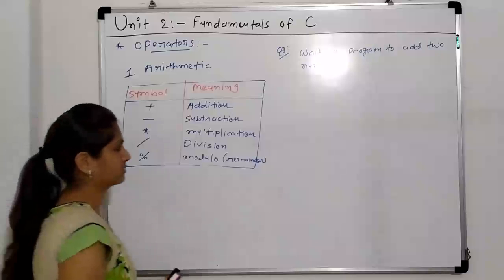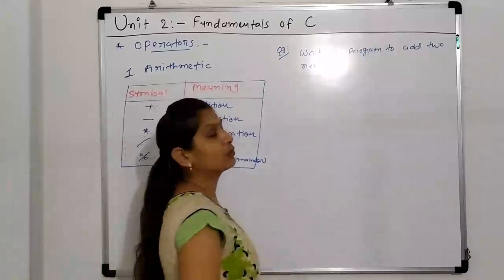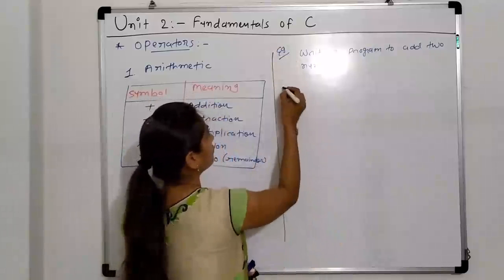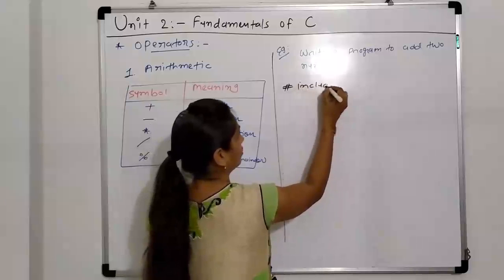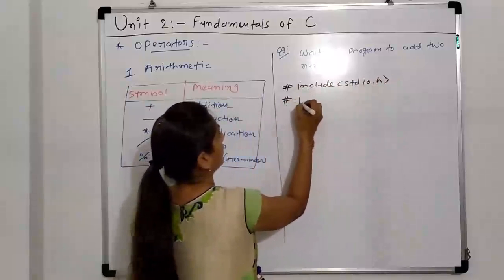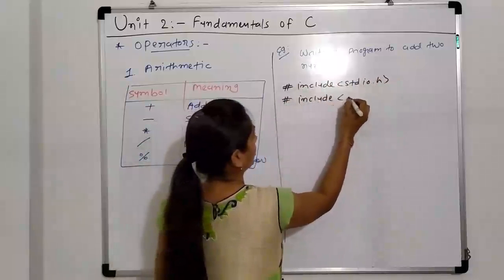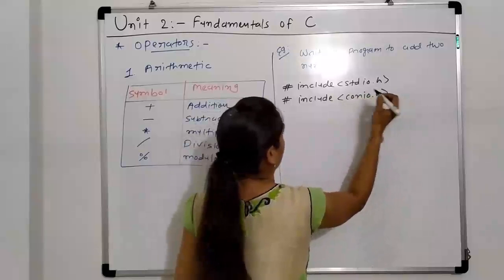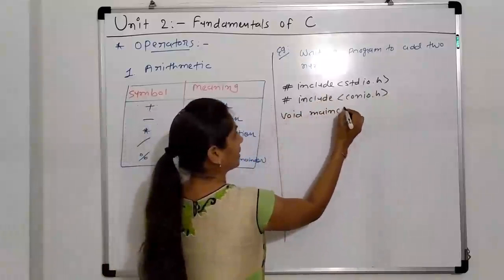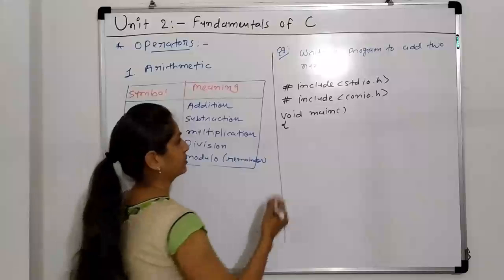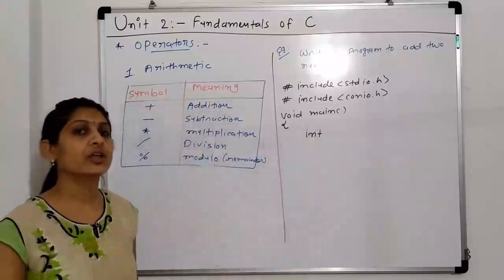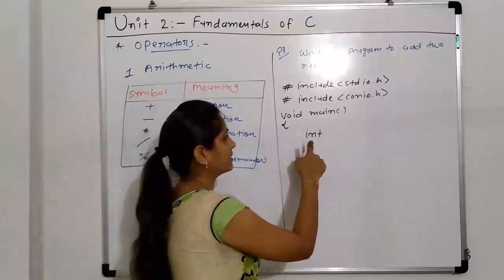Now, the program always starts with the hash sign, that is our link part. So first write #include stdio.h. Second, #include conio.h. After this link portion, our void main starts, from where our program starts to execute. Inside this, declare the variables of type integer or float. Here we are using the integer data type.